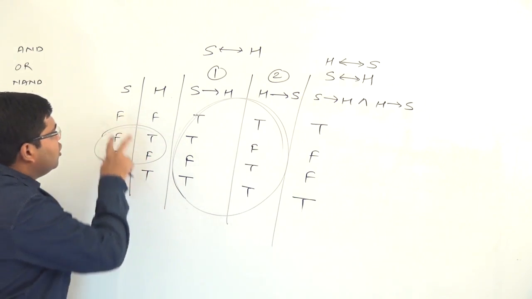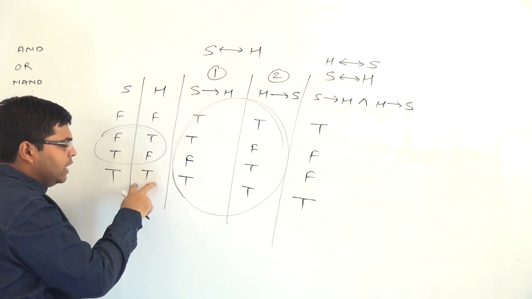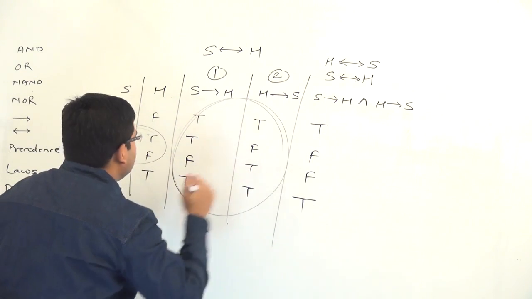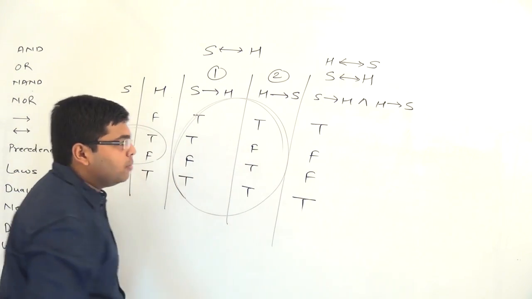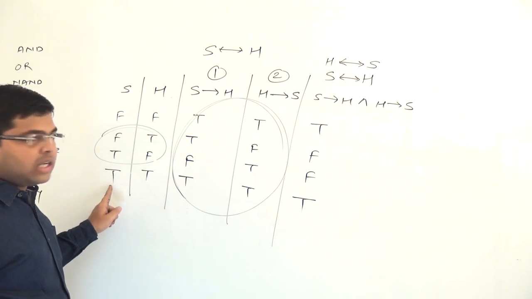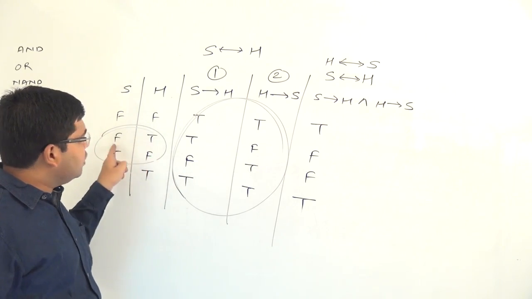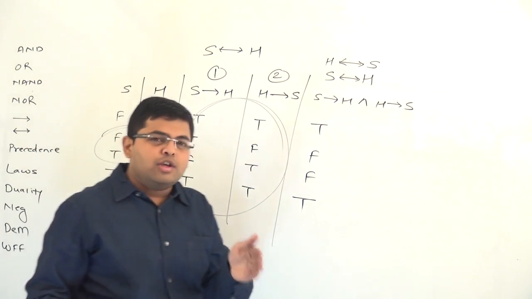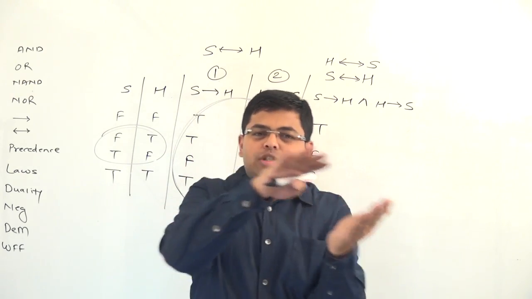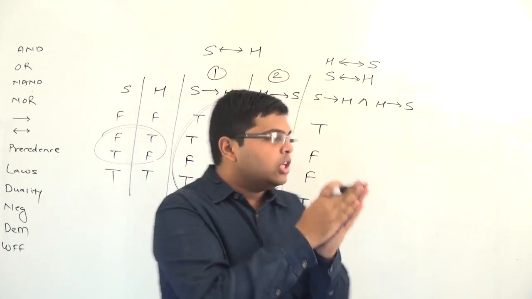What does that mean? No Sunday, no holiday; no holiday, no Sunday. If Sunday, then holiday; if holiday, then Sunday. Then holiday without Sunday not possible, Sunday without holiday not possible. Every Sunday will be a holiday, every holiday will be a Sunday. Sunday without holiday is false and holiday without Sunday is false. Very simply, you can say Sunday is equivalent to holiday, and when you say Sunday is equivalent to holiday, automatically holiday becomes equivalent to Sunday.